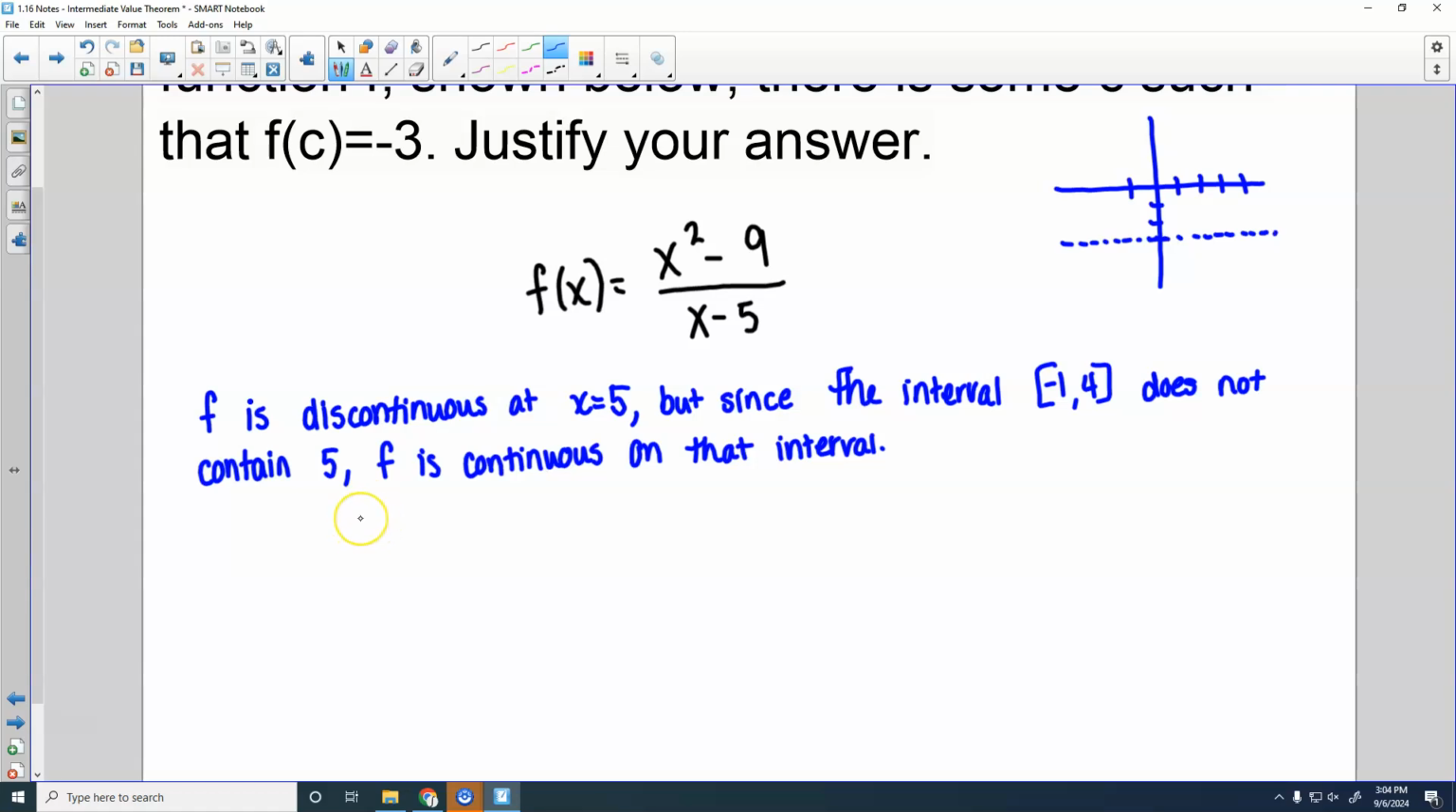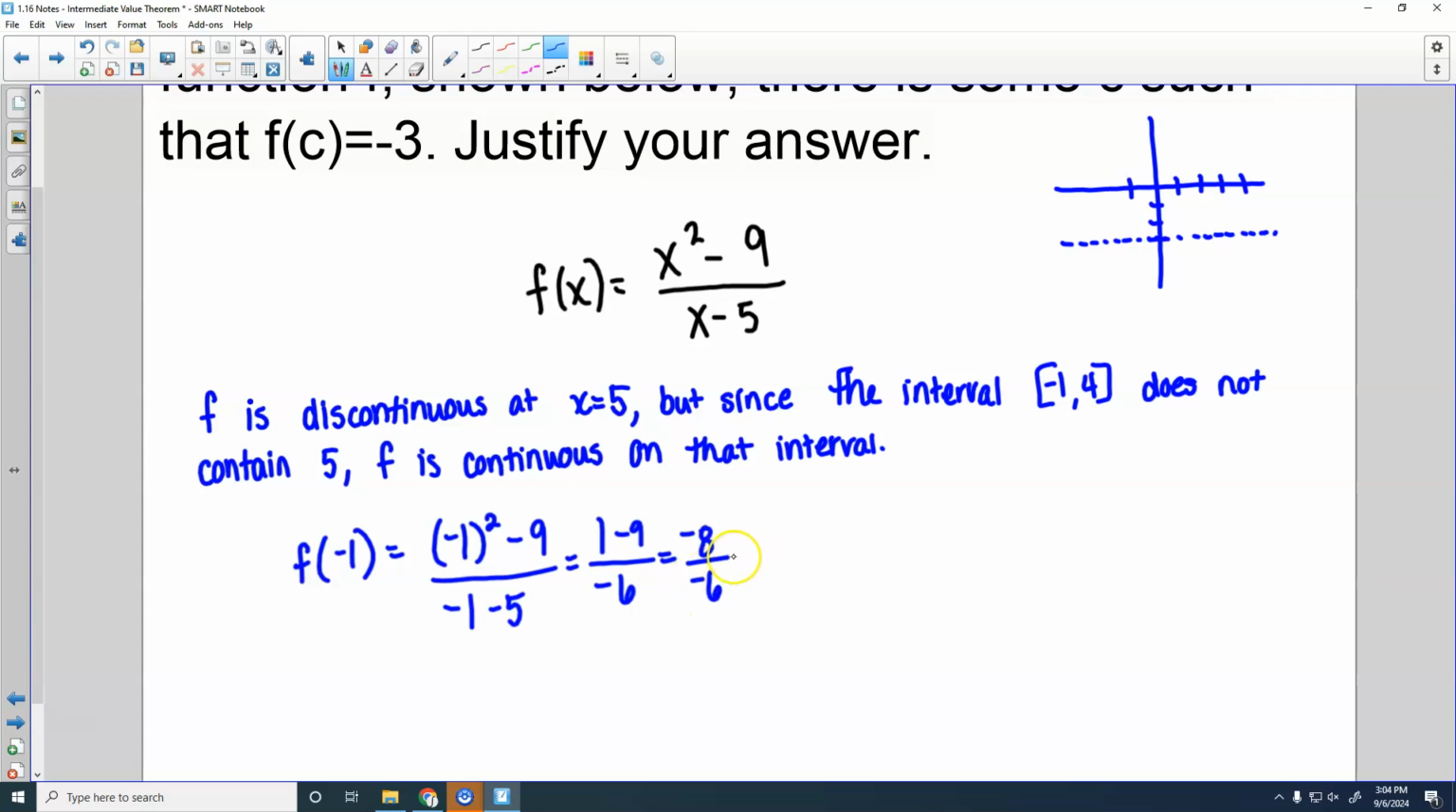So in this case, you need to find your points for your endpoints. So f of -1 is going to be -1 squared minus 9 divided by -1 minus 5. And that is going to give you 1 minus 9 over -6, which is -8 over -6. A negative over negative is a positive. I am going to reduce this, though you don't have to. It's 4/3 or 1.3 repeating. So our point over here for -1, it's maybe here.